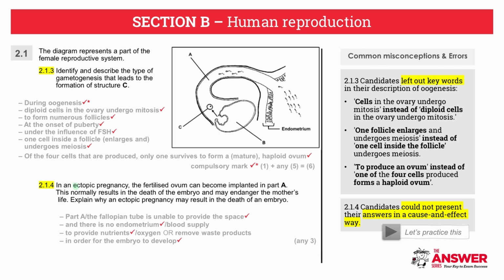Question 2.1.4, an ectopic pregnancy. The fertilized ovum can become implanted in A, the fallopian tube. This normally results in the death of an embryo and may endanger the mother's life. Explain why an ectopic pregnancy may result in the death of an embryo. So the fallopian tube, part A, doesn't provide enough space for the developing fetus. There's no endometrium for implantation to occur. There's not enough blood supply for nutrients or oxygen to be provided or to remove waste products. So the embryo cannot develop in that space, and you could have gotten any of those 3 marks.